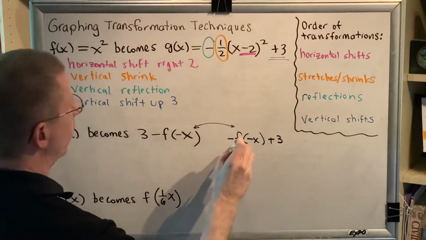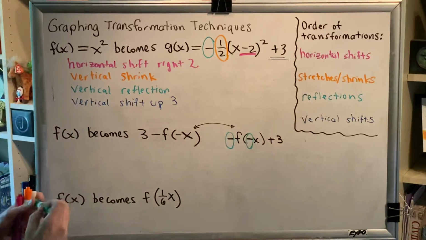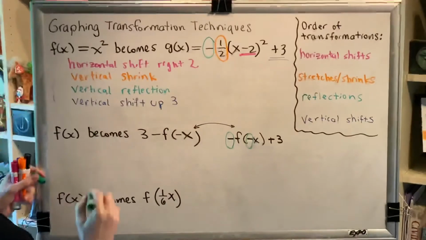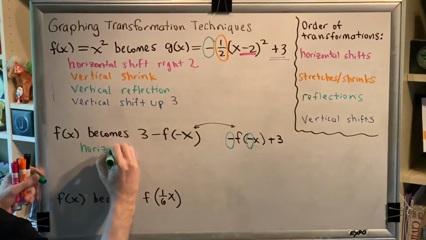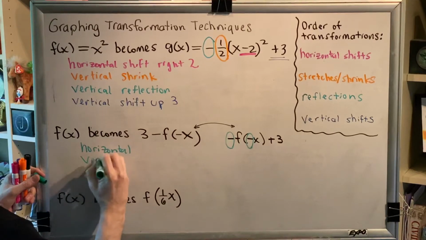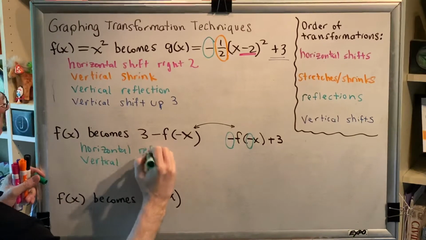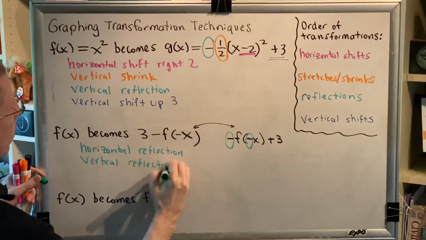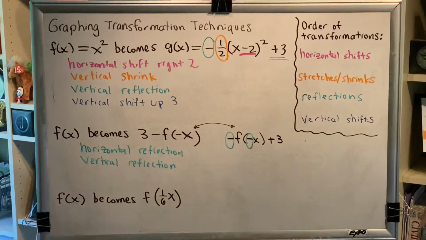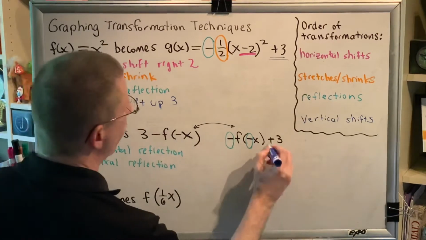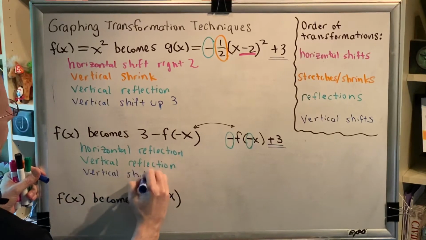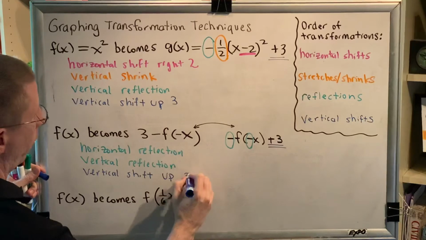Reflections, we have 2 of. That and that. So, one of our reflections is inside close to x, and the other is outside far from x. So we have both a horizontal and a vertical reflection. And then finally, we're looking for vertical shifts. That's adding or subtracting outside far from x, which we have here. So we have a vertical shift up 3.